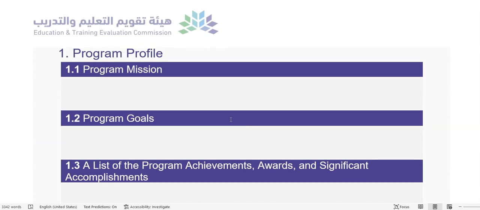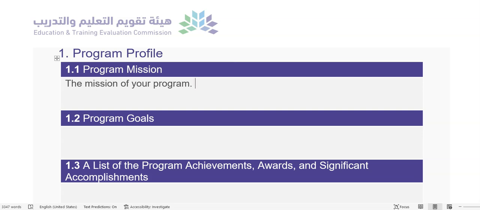Now let's go to the program profile. You need to write here the mission of your program. What is important here? The mission of your program should be the same as in the SSRP, in the program specification, in the student handbook, in the college handbook, and on the website. Everywhere your mission should be the same.